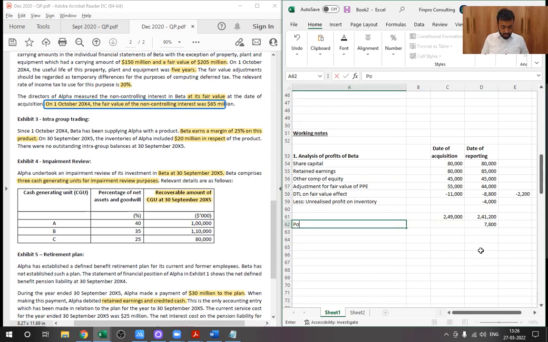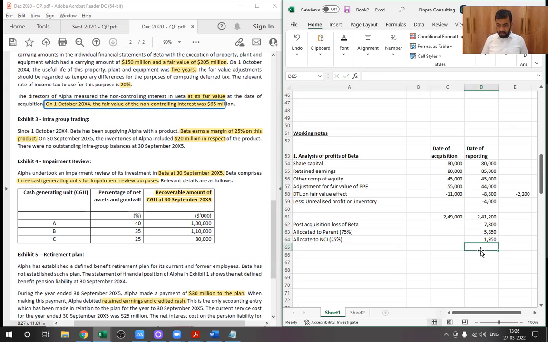Post acquisition loss of Beta has to be accounted for and allocated to parent 75% and to NCI 25%, multiplied by 75% and multiplied by 25%. This has to be allocated to parent and NCI.